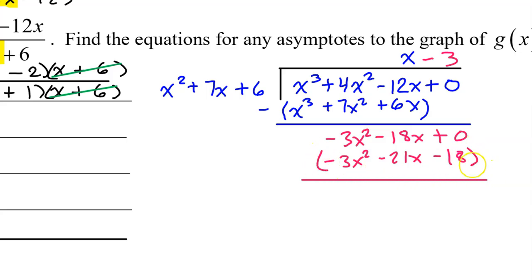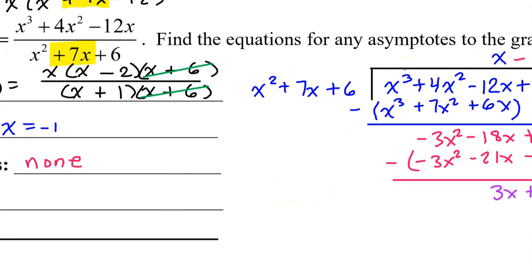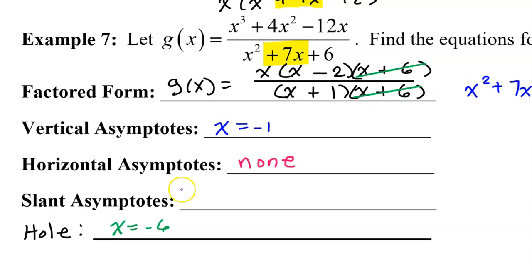And then you subtract. And these will cancel out. But then we have negative 18x minus negative 21x. So negative 18x plus 21x is 3x. 0 minus negative 18 is 18. It's really 0 plus 18. This is the remainder, we know, because we've already reached the constant. And guess what? This quotient on the top gives us the slant asymptote. Y equals x minus 3, which we can go ahead and put right here.